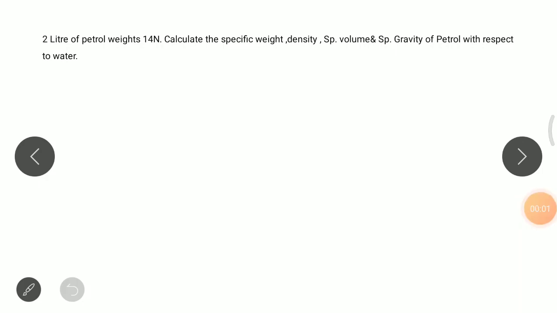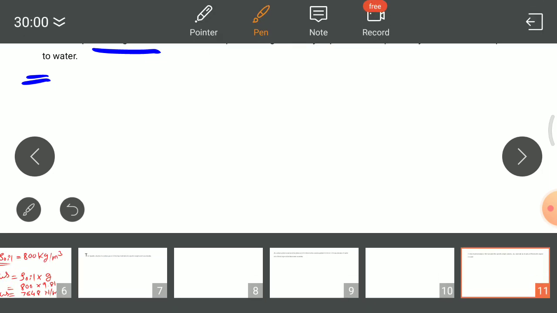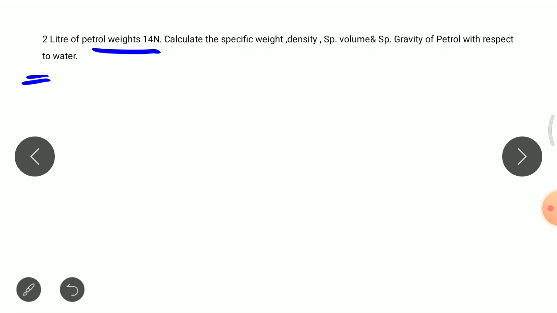In the last video lecture, we discussed two basic numericals on fluid mechanics. This is our third numerical on the first chapter, that is properties of fluid and fluid pressure. The statement is: 2 liter of petrol weighs 14 Newton. Calculate specific weight, density, specific volume, and specific gravity of petrol with respect to water.